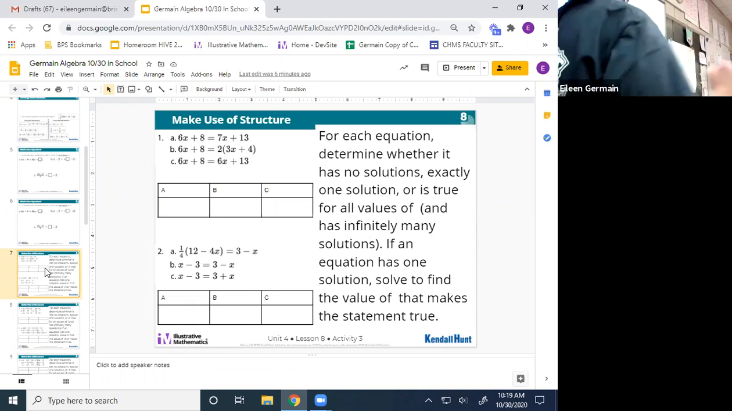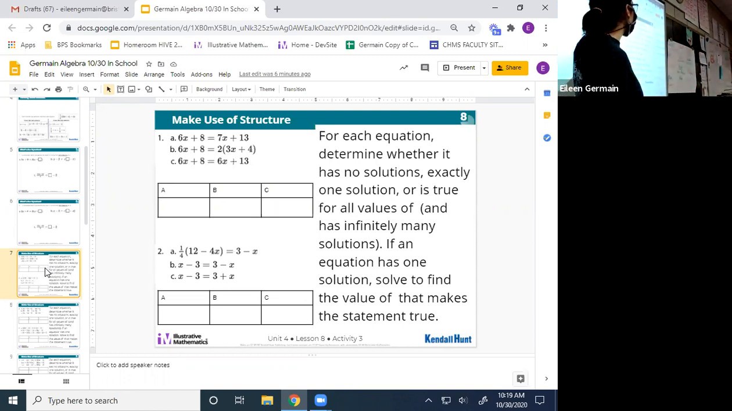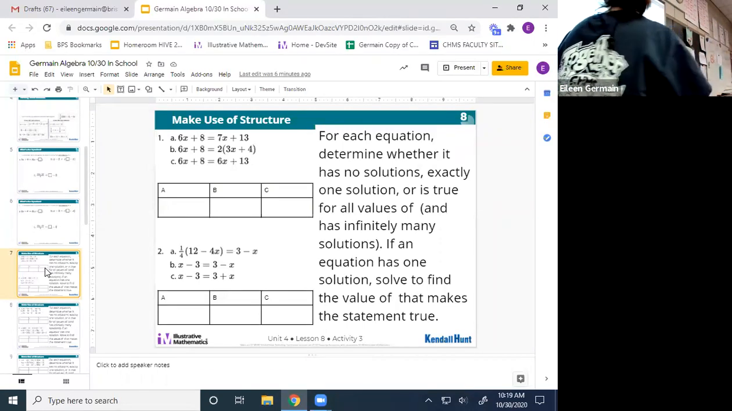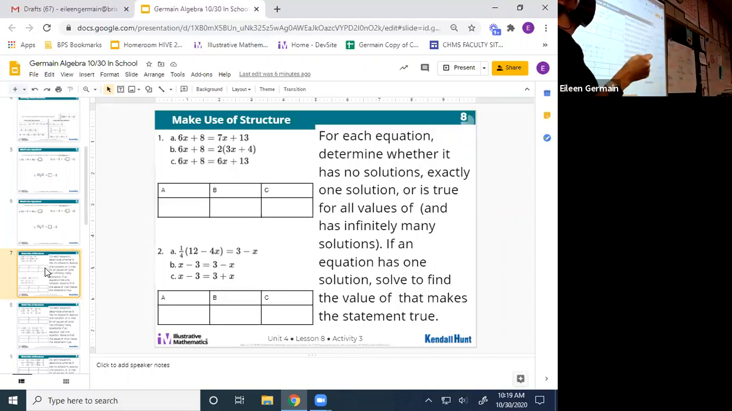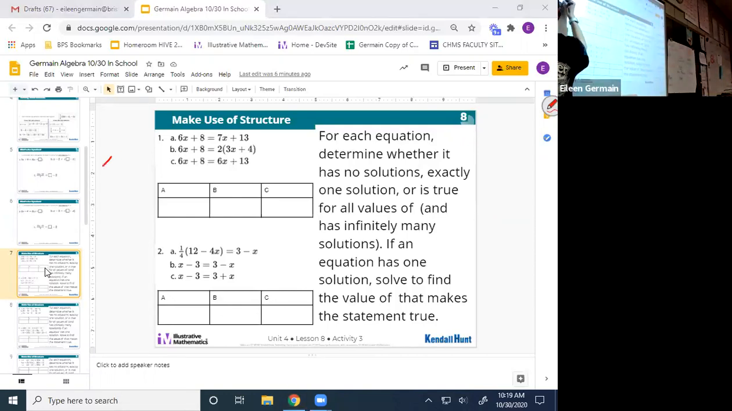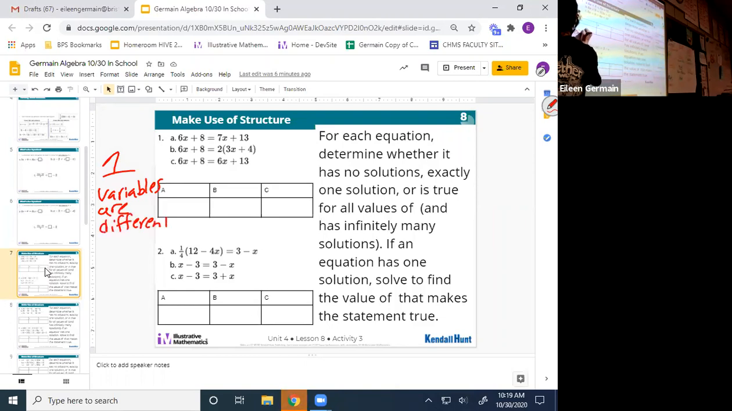For each equation, you need to determine whether it has no solutions, exactly one solution, or is true for all values of the variable and has infinitely many solutions. So you're deciding, does each one of these have infinitely many, no solutions, or one solution? And remember that if we have one solution, our variables are different on each side.